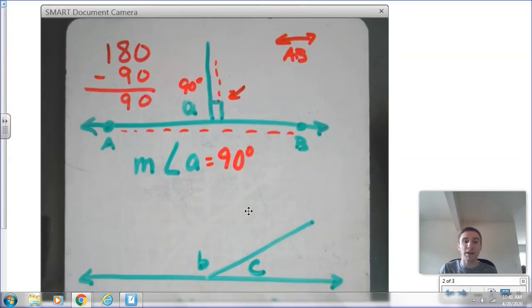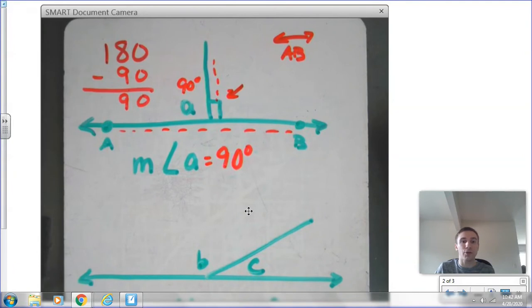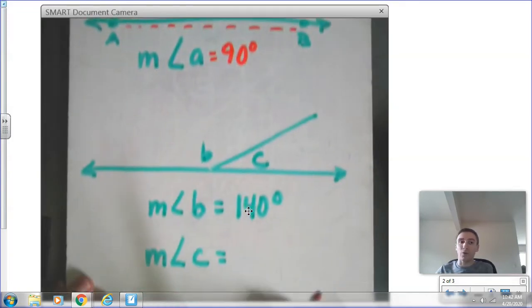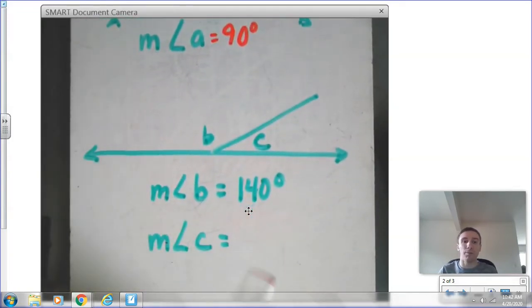Now this next one down here is rather interesting because I didn't write any numbers in the problem, and I didn't give you a right angle box. So you don't automatically know that one of these is 90 degrees or not. But it's always important to look below the problem as well to see what key information you can fill in on the diagram. So the measure of angle B is 140 degrees.